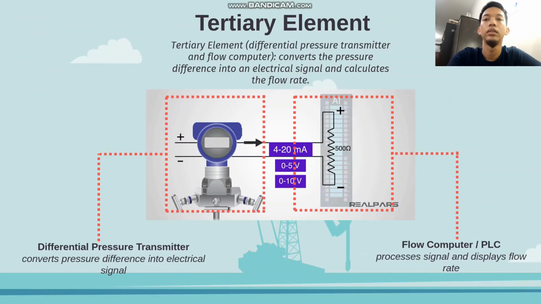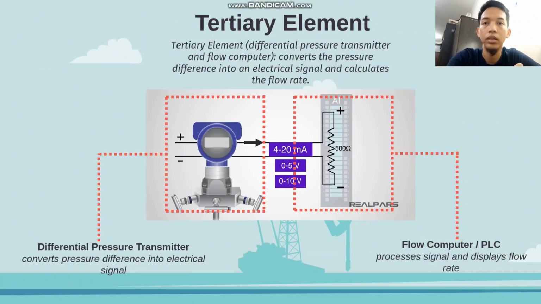And next, now let's move on to the tertiary element of the system. The tertiary element includes the differential pressure transmitter and the flow computer or PLC. The differential pressure transmitter takes the pressure difference measured by the secondary element and converts it into an electrical signal. This signal is usually in the form of a 4 to 20 milliampere current or voltage signal. The flow computer or PLC receives the electrical signal.